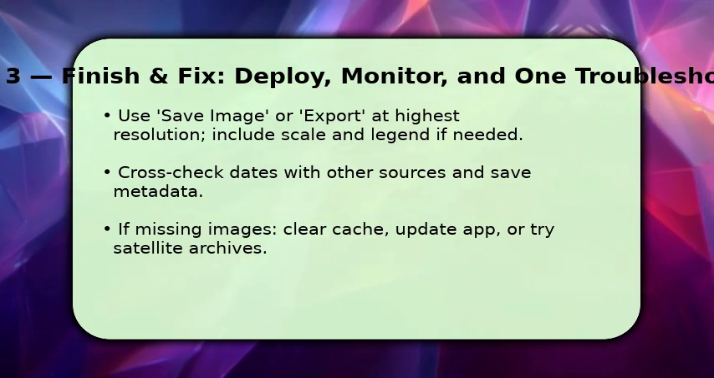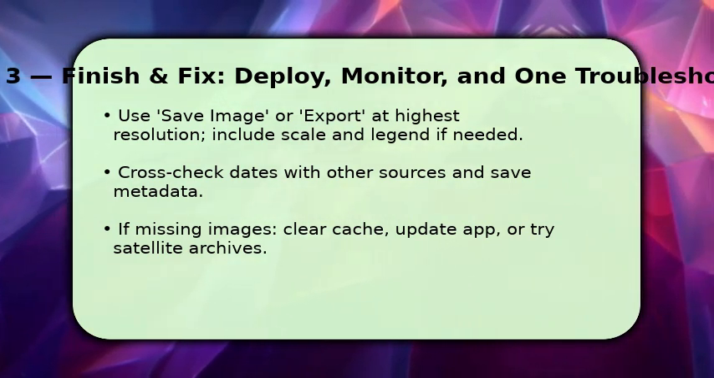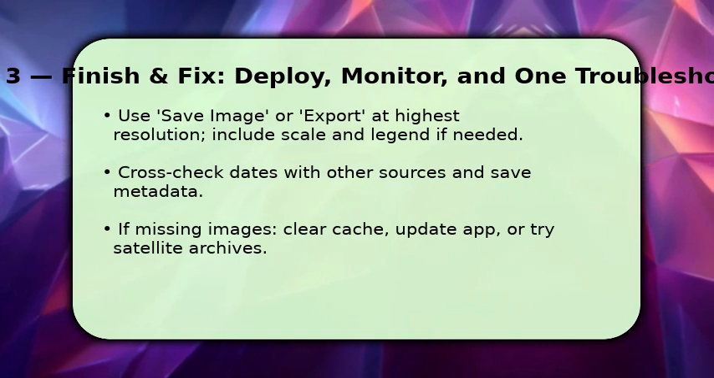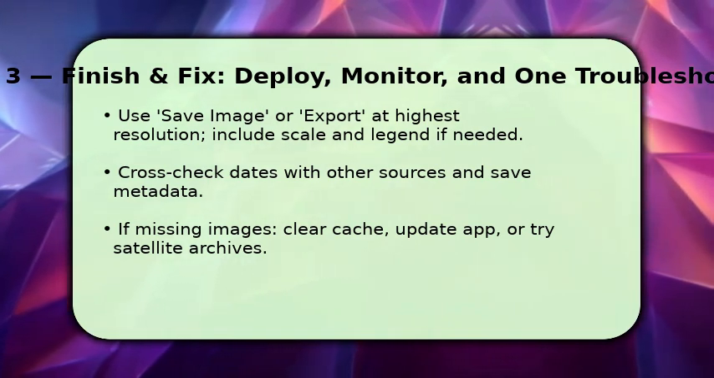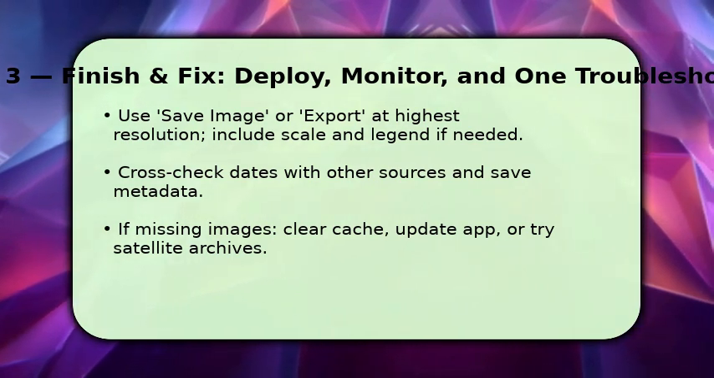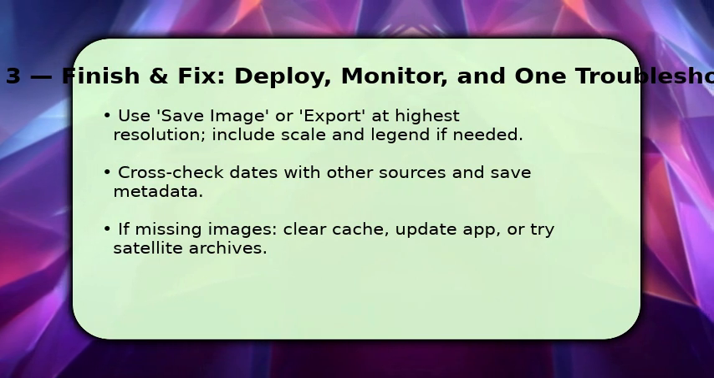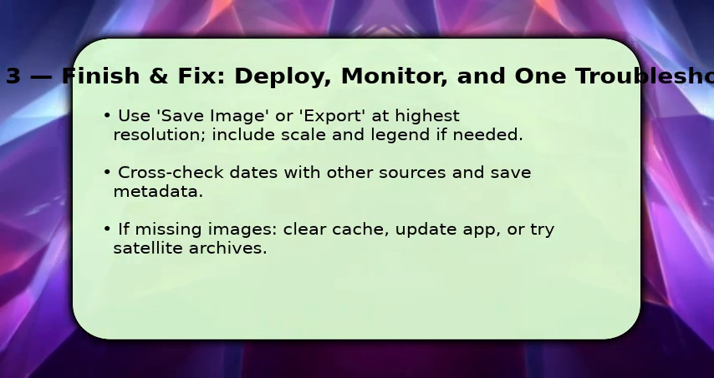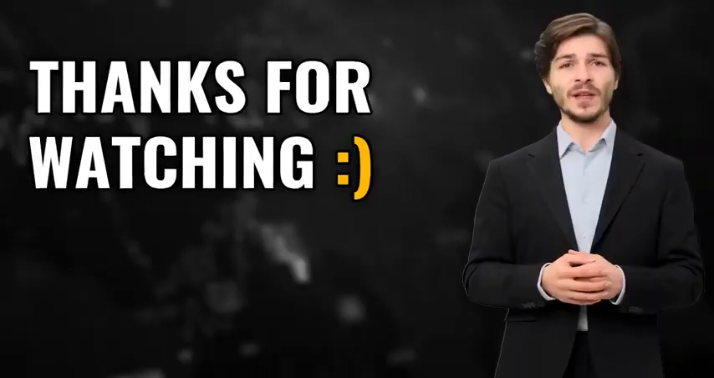If you cannot find older imagery for your location, clear the app cache, update Google Earth, or retry from a different machine. Sometimes permissions block older tiles. If problems persist, check alternative satellite archives or local GIS sources.